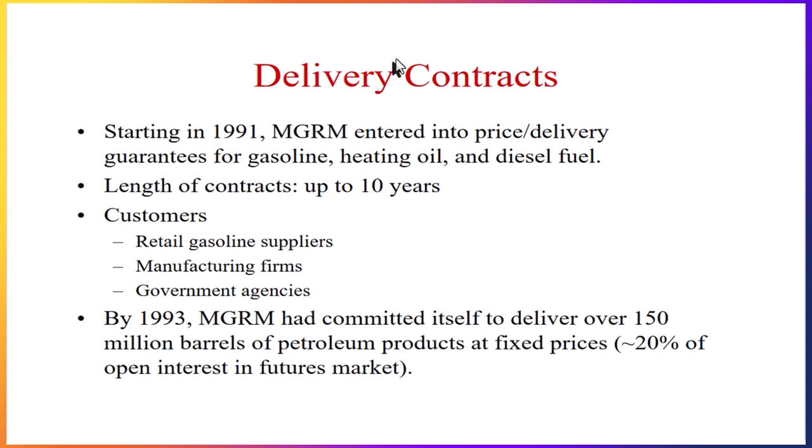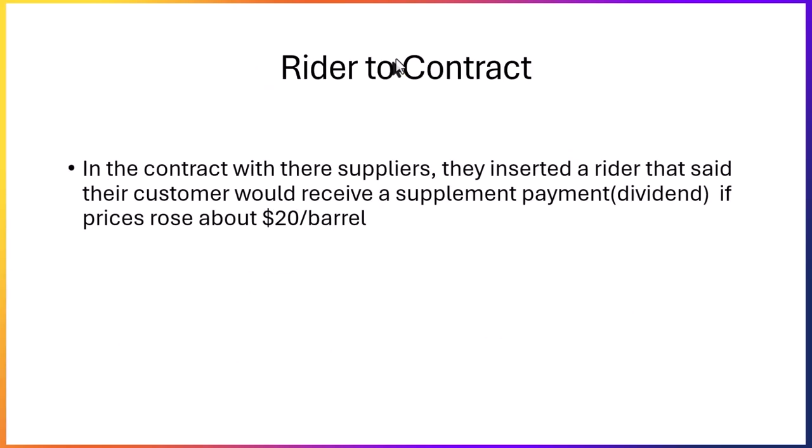And essentially, their business exploded because the contract they were offering was fantastic. It was locking in prices up to 10 years. So the suppliers were like, great, I'm not going to have to pay up. But they also had something very unique in the contract. They had a rider in the contract that said if the prices were to rise, they would benefit from the rise in prices. They would get sort of a payment or a dividend on top of locking in their price.